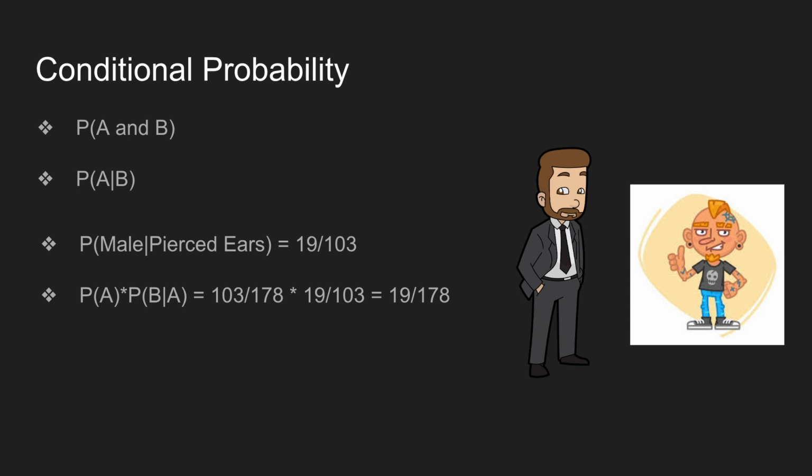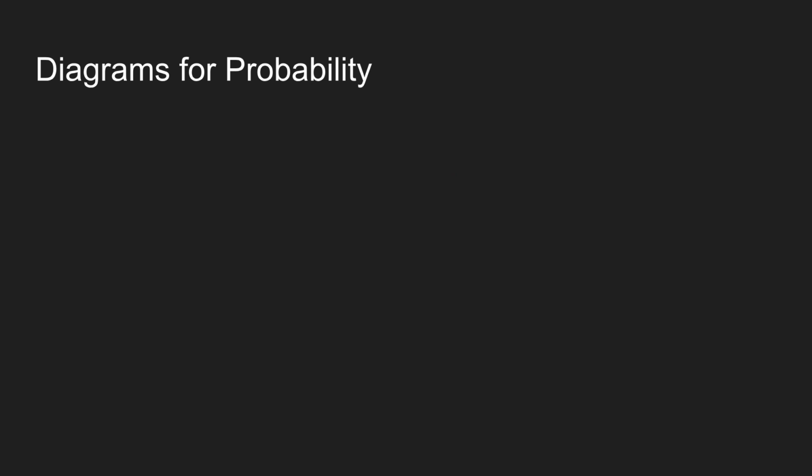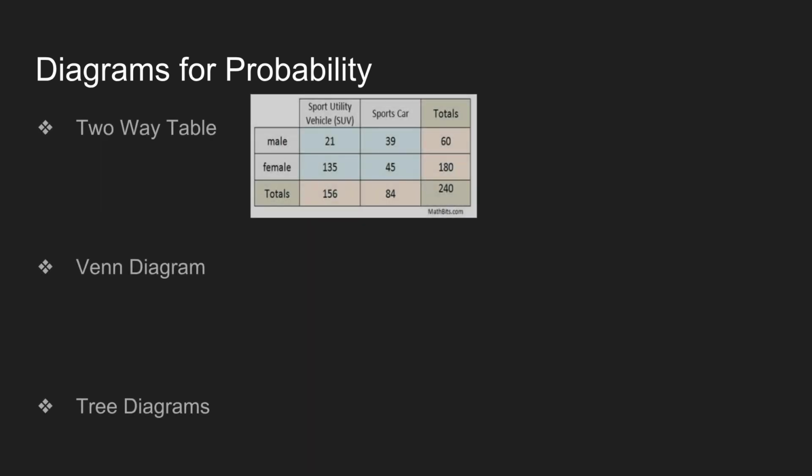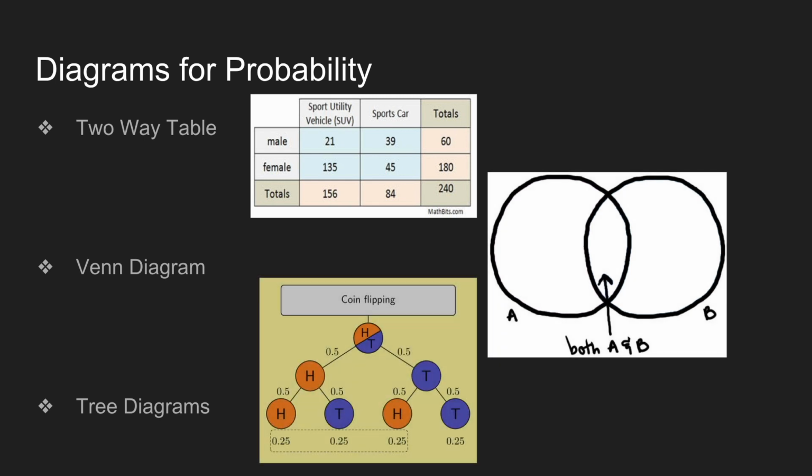There are three types of diagrams for showing probability. A two-way table shows the amount of times each event has occurred. To solve for the probability of an event using a table, you just divide by the total. When calculating the conditional probabilities, you only use the row or column total.